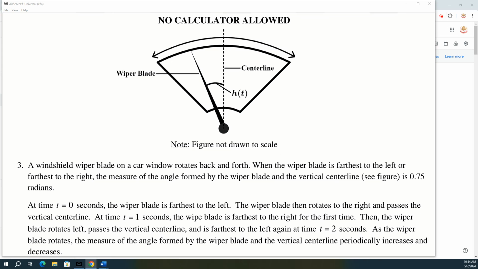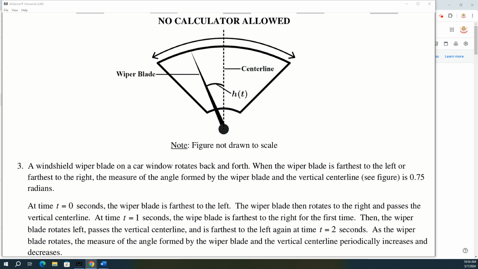So this windshield wiper blade on a car rotates back and forth just like they all do. When the wiper blade is furthest to the left or farthest to the right, the measure of the angle formed by the wiper blade and the vertical center line is 0.75. I'm going to underline that as soon as my Apple Pencil starts working. All right, 0.75 radians. At time t equals 0 seconds, the wiper blade is farthest to the left.